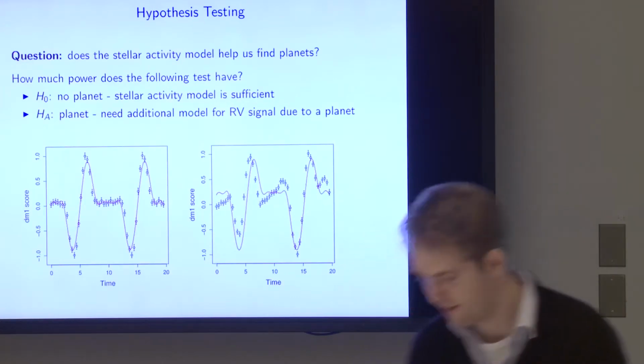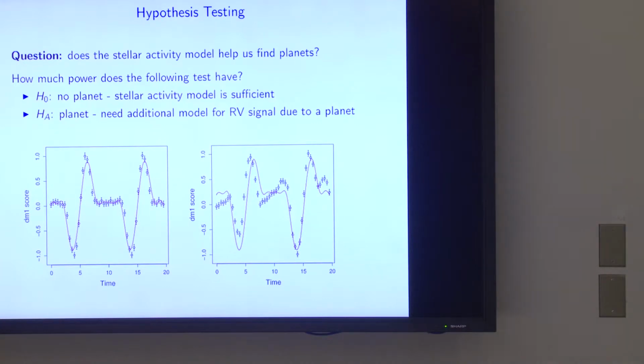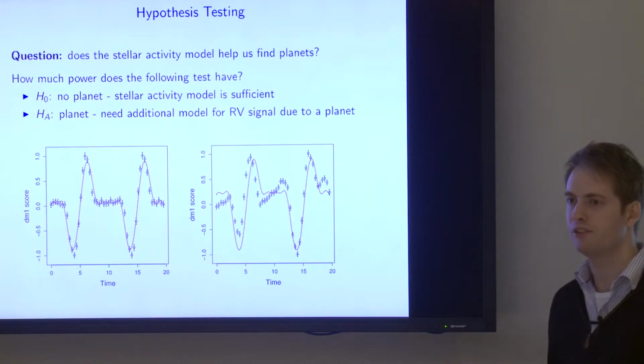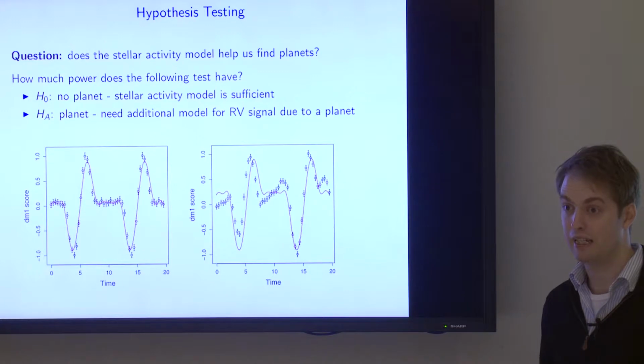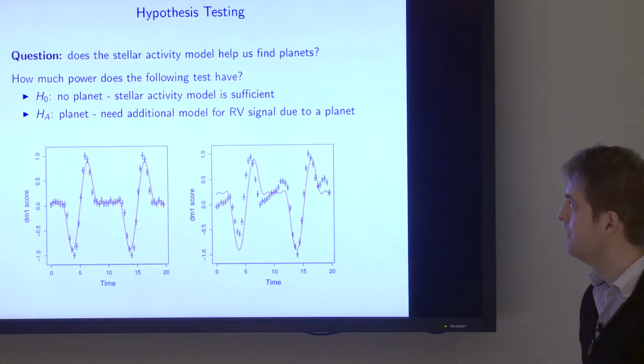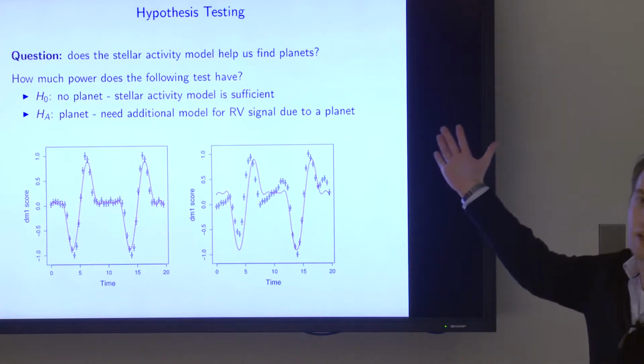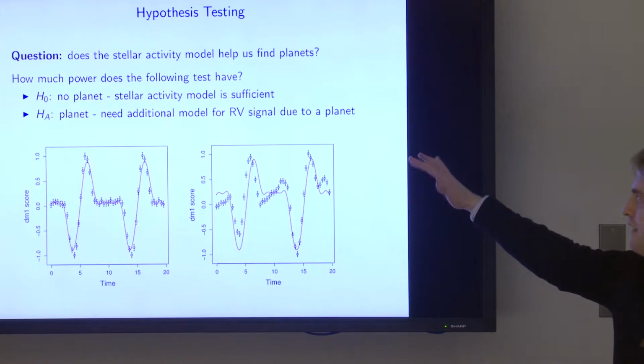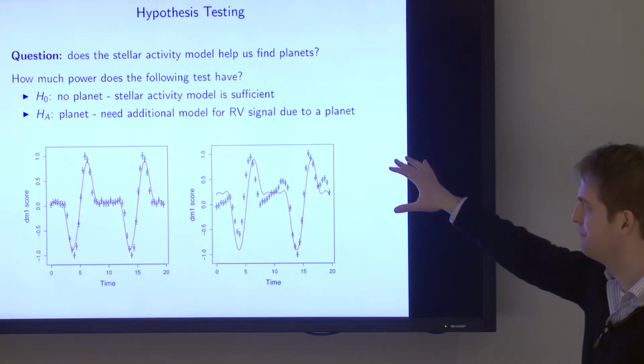So, as I said, this is the testing problem I mentioned. We've selected our best model. Is it good for finding planets? So we're just going to do a hypothesis test. The null is there's no planet, which means that our stellar activity model is great.